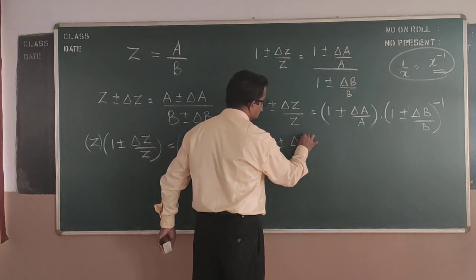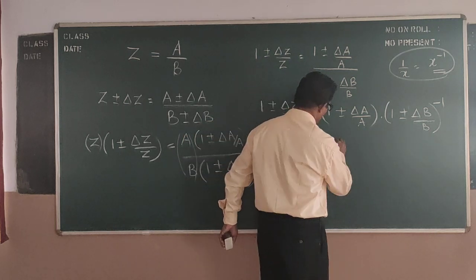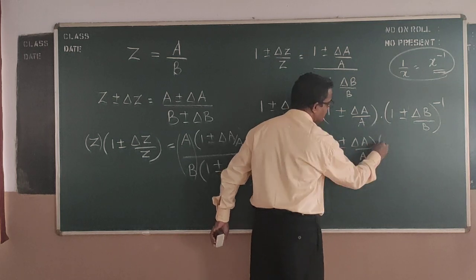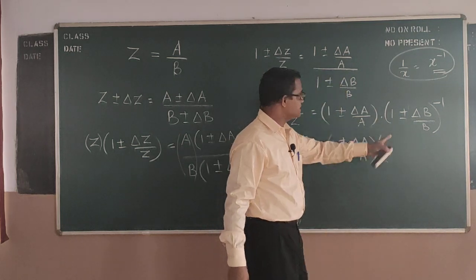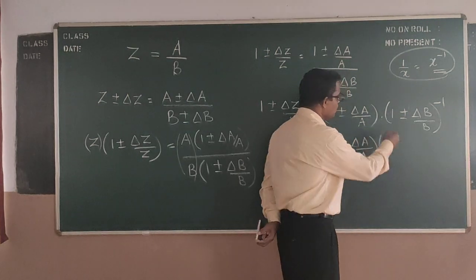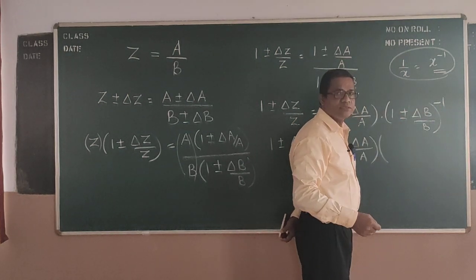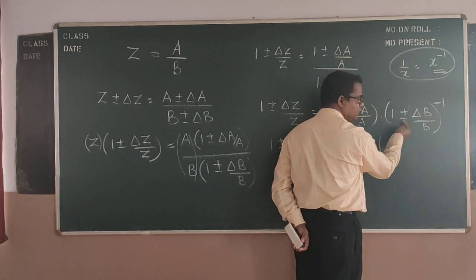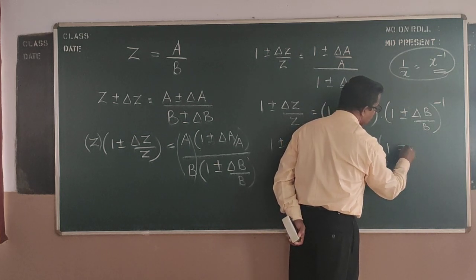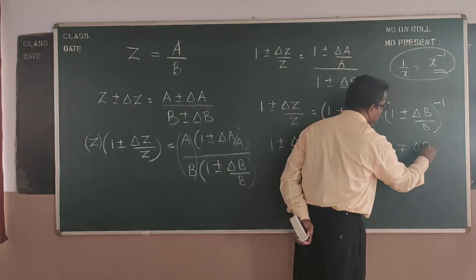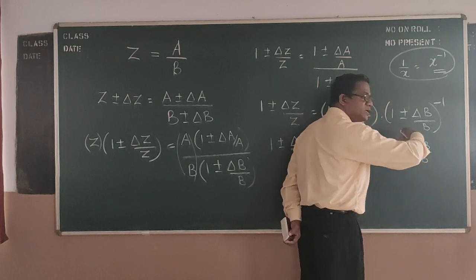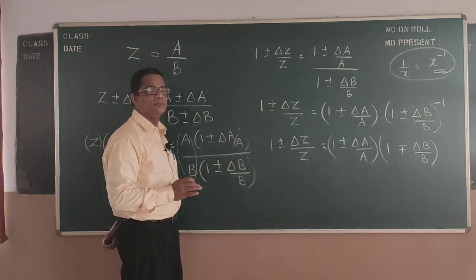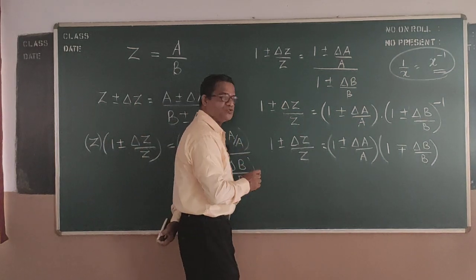1 plus or minus delta Z by Z equal to 1 plus or minus delta A by A, and we apply the binomial expansion here for the second term raised to minus 1. It comes as 1 raised to minus 1, that is 1 itself, 1. Then comes this minus sign applied over here, it becomes minus or plus delta B by B, and the smaller terms will be continuing so that we can neglect it. So we are ending with this one.